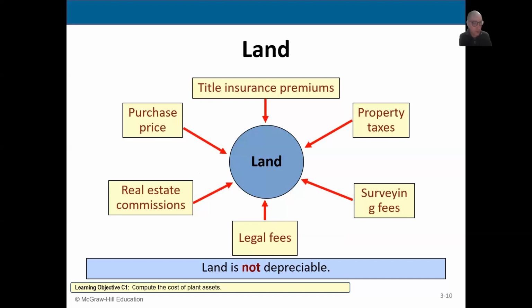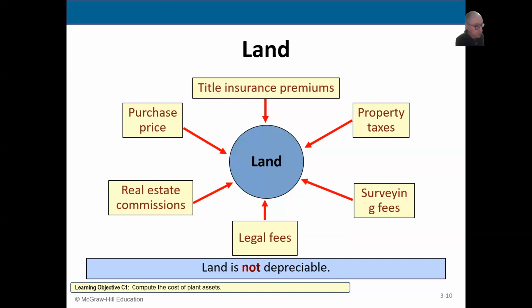Land does not depreciate. The building the land sits on does. Here's what I mean by this. Land, being the physical dirt the building is sitting on, that doesn't depreciate. The reason for that is because land is infinite. Land will be there forever.